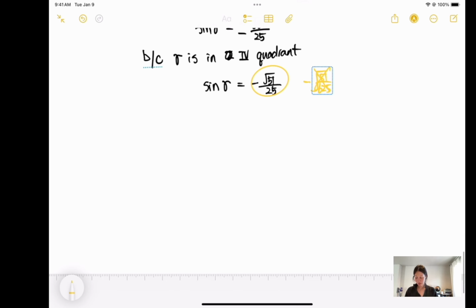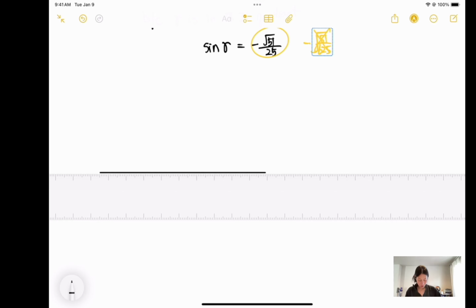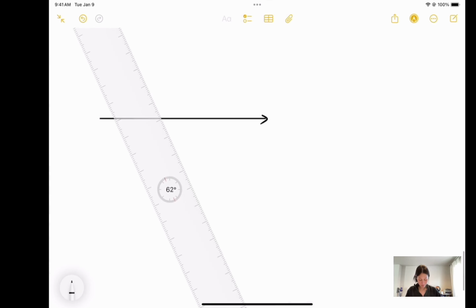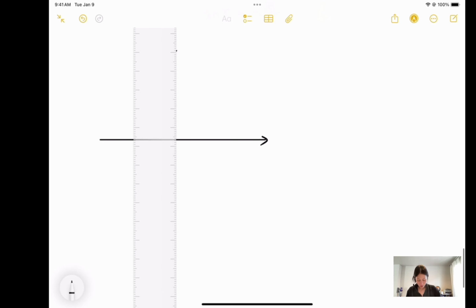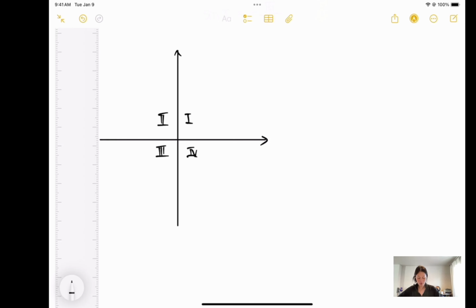Next, let's do a summary and see what happens to the sines, cosines, and tangents in a coordinate plane. Are they positive or negative? On a coordinate plane, we have 4 quadrants: the first, second, third, and fourth quadrant. In the first quadrant, x and y are both positive. In the second quadrant, x is negative, y is positive. In the third quadrant, both x and y are negative. In the fourth quadrant, x is positive, y is negative.